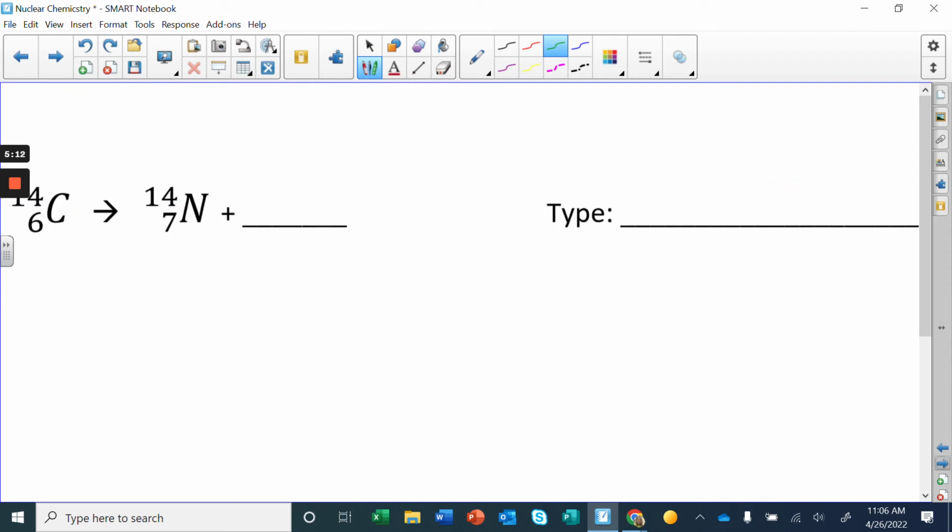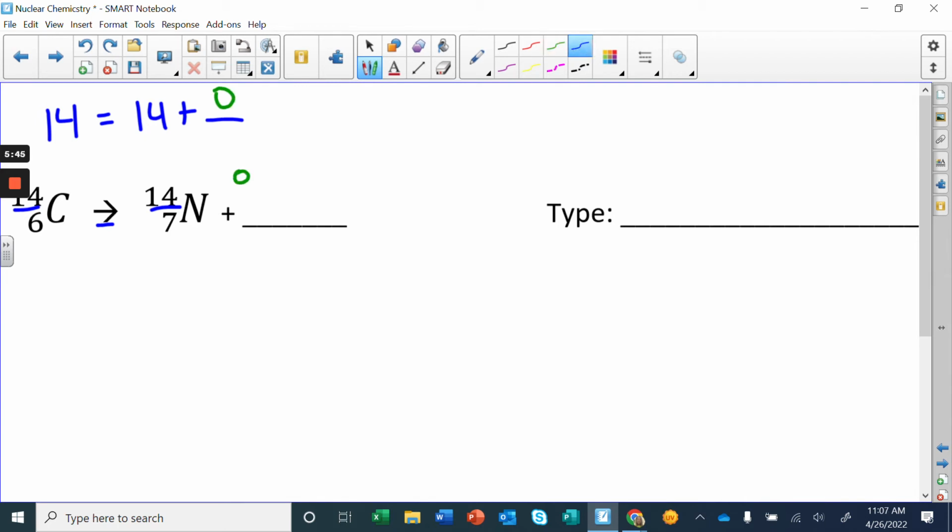Moving on to our next one. We're going to do all of these the same way. So again, we'll start with our top numbers. We have 14 equals 14 plus blank. What added to 14 gives you 14? The answer here should have just been 0. So a 0 should go on top.